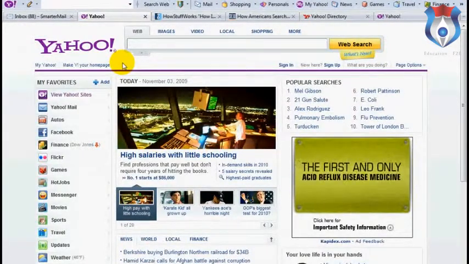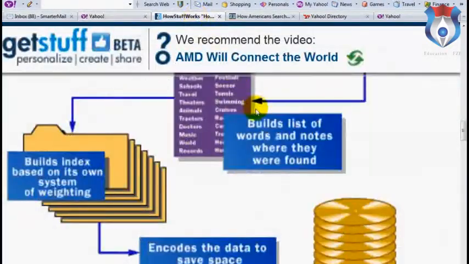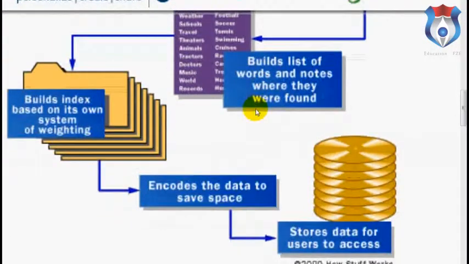But how does a search engine work? What exactly is a search engine? Many of us use it all the time on the internet, but we may not know exactly how they work.